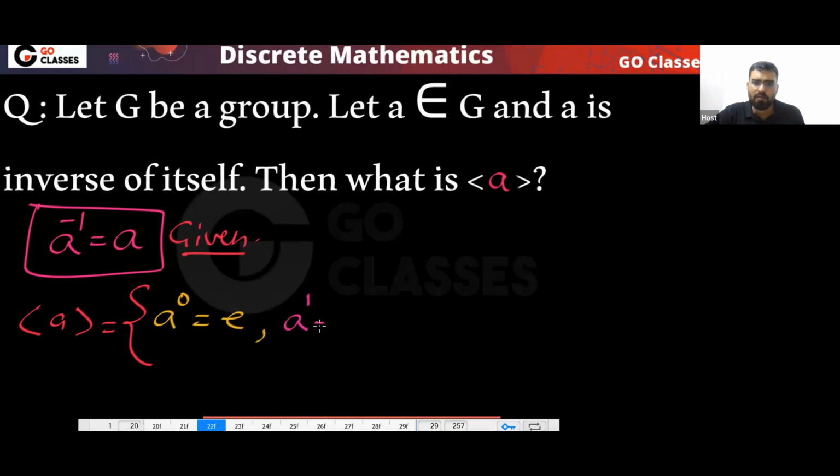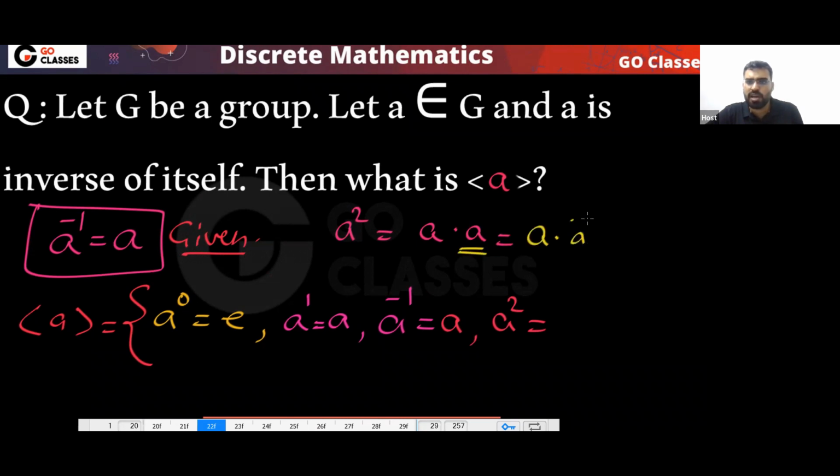And what will be A power 1? That will be A. What will be A inverse? That also will be A. What will be A square? Remember, A is the inverse of itself. A square means A star A, and remember, A is equal to A inverse. So A square will be E.